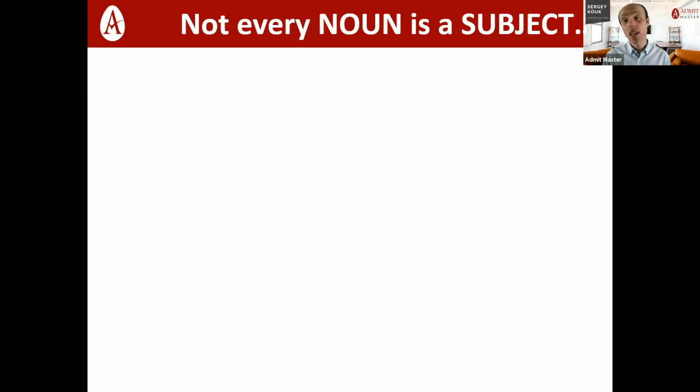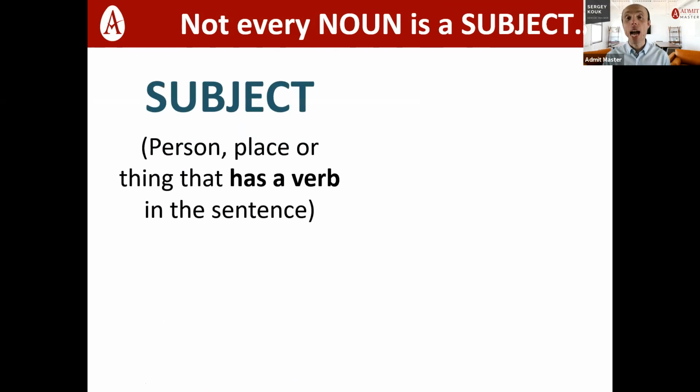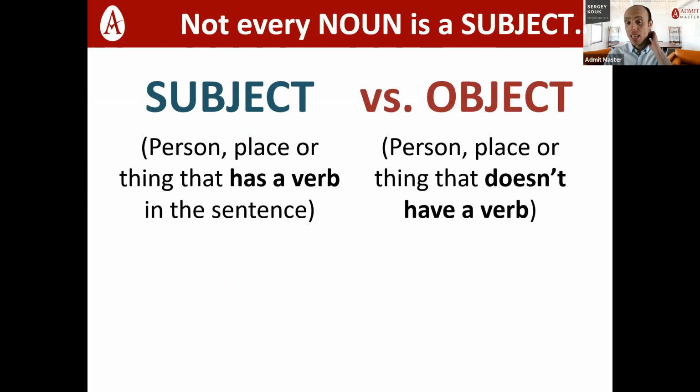Sometimes we're going to have nouns that are not subjects, just like directors. Subjects are nouns that have a verb, and objects are nouns that don't have a verb. Now, I know you're probably thinking, wow, that's really helpful, right? You know, that subjects have a verb and objects don't. But that's why in the board of directors, the board was a subject and the directors were not. That is why the board has decided, not the board of directors have decided.